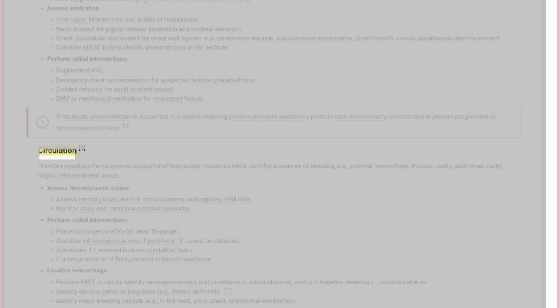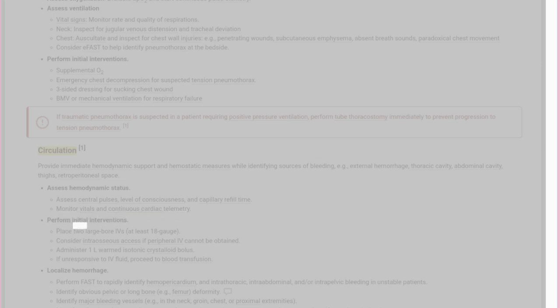Circulation. Provide immediate hemodynamic support and hemostatic measures while identifying sources of bleeding, for example external hemorrhage, thoracic cavity, abdominal cavity, thighs, retroperitoneal space. Assess hemodynamic status. Assess central pulses, level of consciousness, and capillary refill time. Monitor vitals and continuous cardiac telemetry.